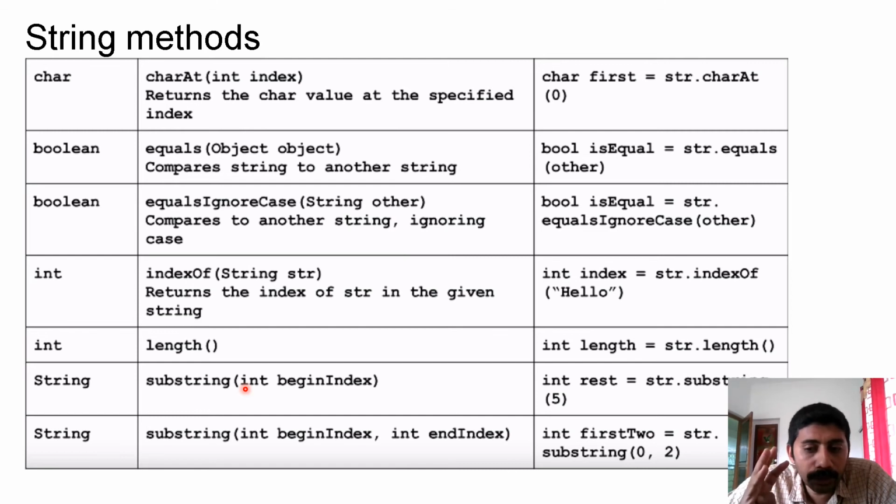So the important point to take care of is that for an array, to find the array length, you have to use the dot length property, not a function. For a string, to find the number of characters present in a string, you have to use the string dot length method, a function. Okay, that point you have to take care of.